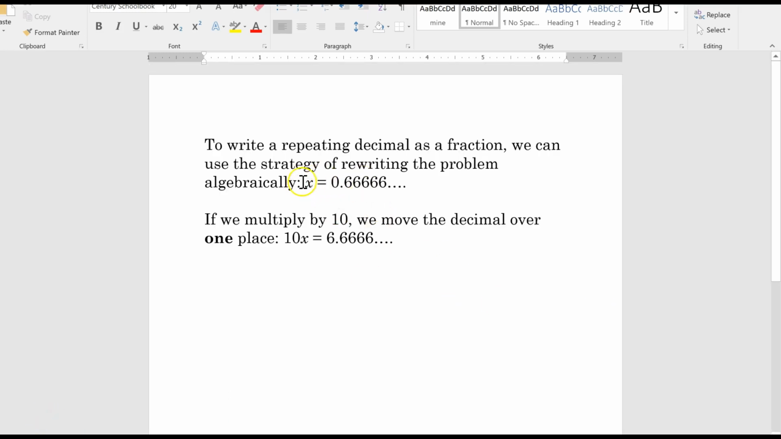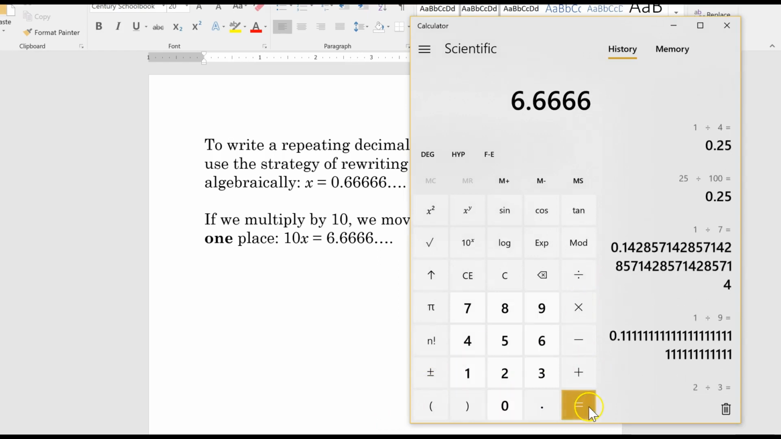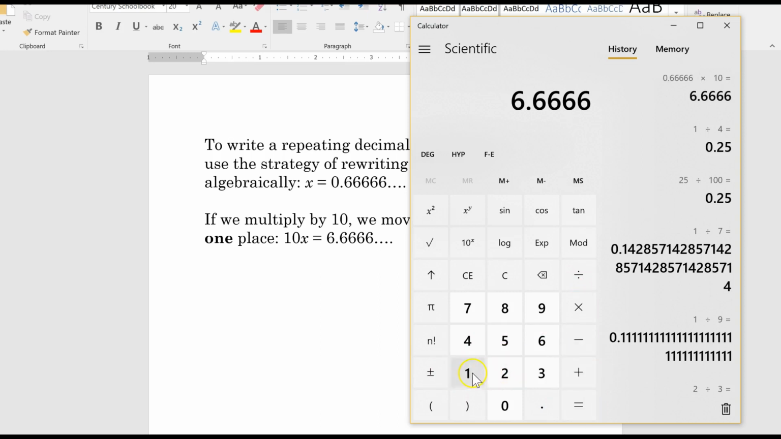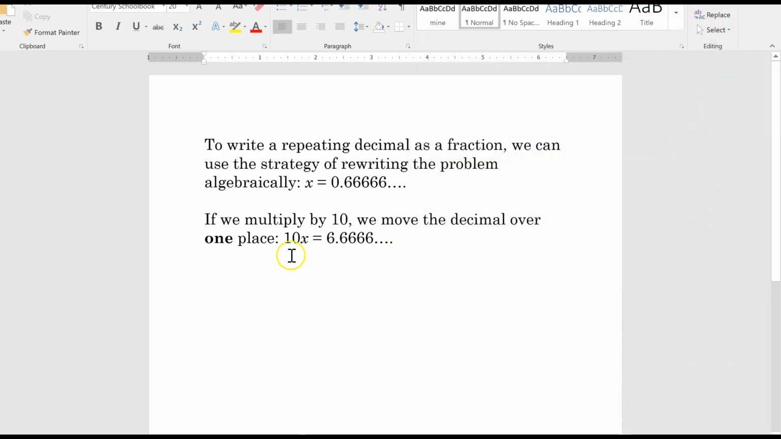So what I'm going to do is I'm going to let x equal this repeating decimal that we have. If I multiply by 10, I have 10x on this side, so I'm going to multiply each side of this by 10. If you multiply a decimal by 10, it moves the decimal place over 1. So if I have on my calculator 0.6666 times 10, then it moves it over 1. If I have 0.12 times 10, moves the decimal place over 1, right? So that's the idea here, is we're moving the decimal over 1 place.